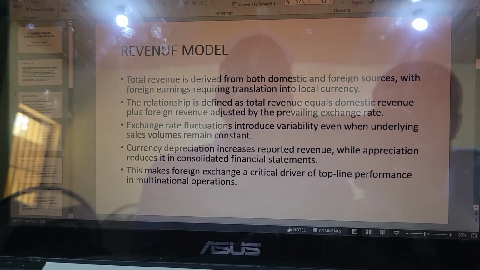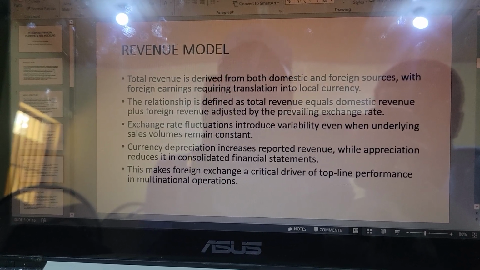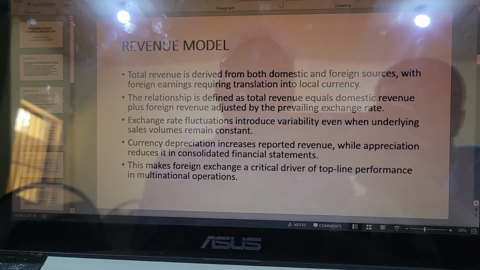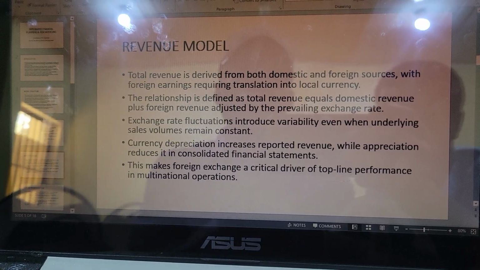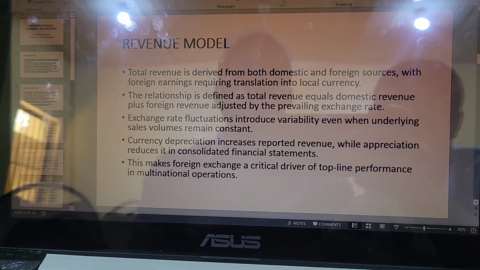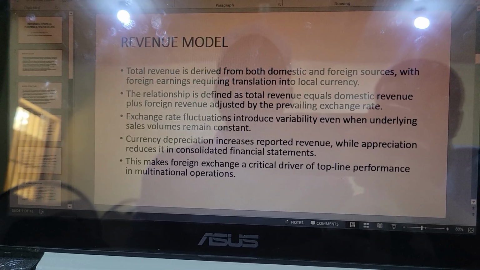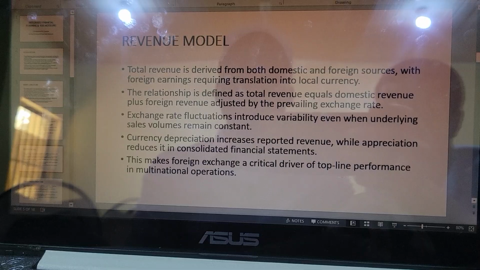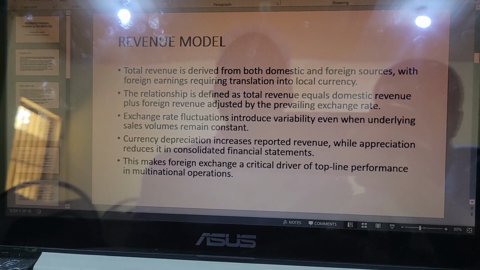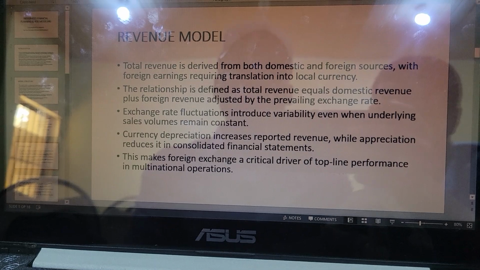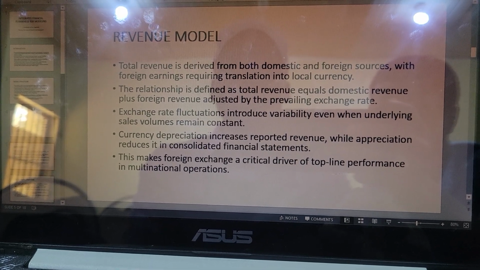Revenue models. Total revenue is derived from both domestic and foreign sources, with foreign earnings requiring translation into local currency. The relationship is defined as: total revenue equals domestic revenue plus foreign revenue adjusted by the prevailing exchange rate. Exchange rate fluctuations introduce variability even when underlying sales volume remains constant.